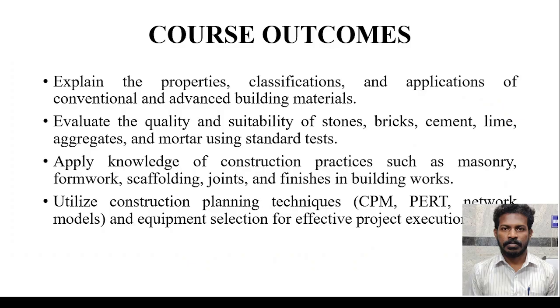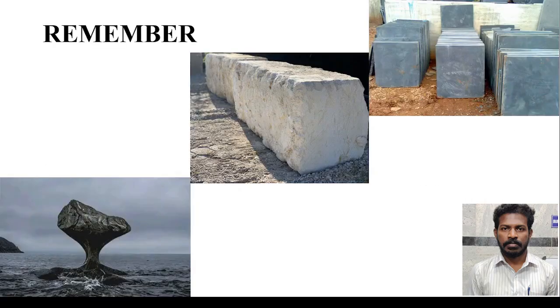The course outcomes. First one, the properties, classification and application of conventional and advanced building materials. How to evaluate the quality and suitability of stones, bricks, cement and lime aggregates by using standard tests. To apply the knowledge of construction practices such as masonry, formwork, scaffolding, joints and finishes in building works. To utilize construction planning techniques, networks and equipment selection for effective project execution is also followed in the course outcomes.